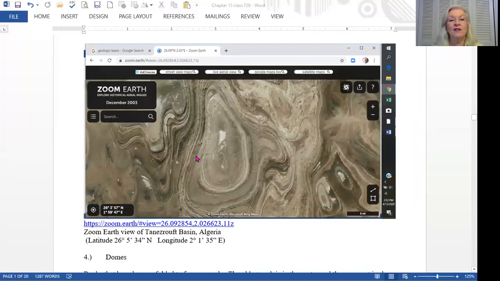And this is just another view of the same thing. This is from a website called Zoom Earth, and it gives you just a different perspective on it. But again, I liked it because I think you can see the rock layers a little clearer on this one.